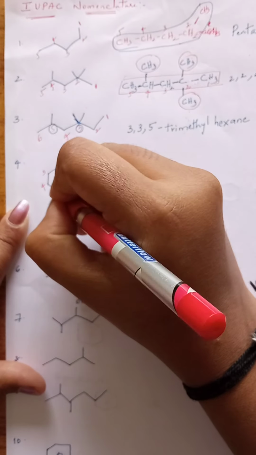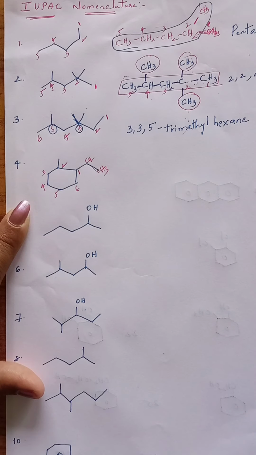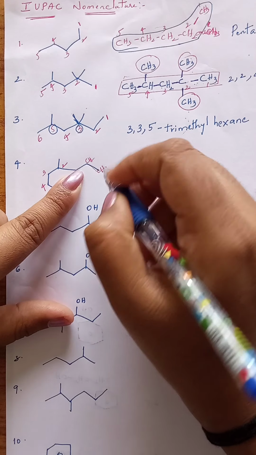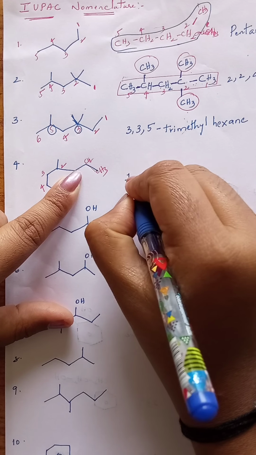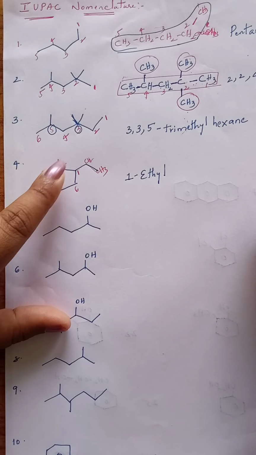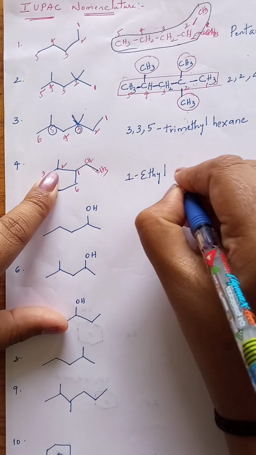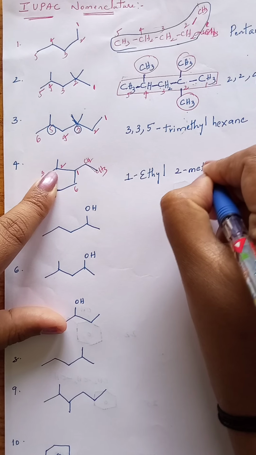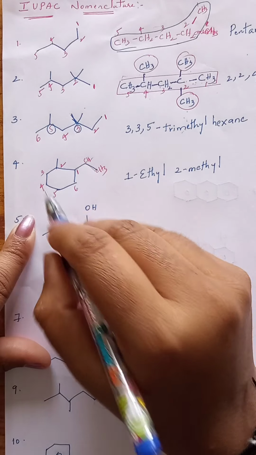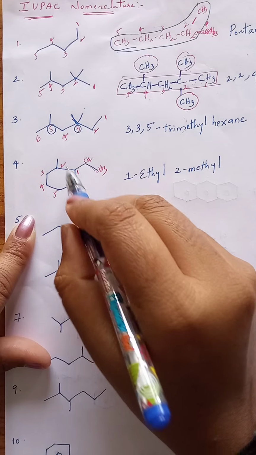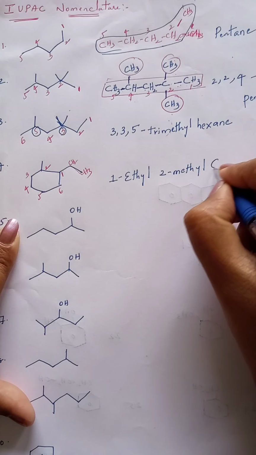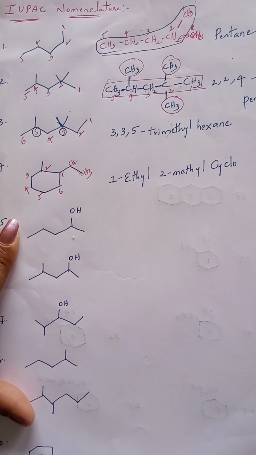So for this I am giving first numbering. 2, 3, 4, 5, 6. On the first carbon, ethyl is present. First write that: 1-ethyl. On the second carbon, methyl is present: 2-methyl. And in this cyclic chain totally how many carbons are there? 6. If it is an alicyclic compound then we need to use another prefix, that is cyclo.